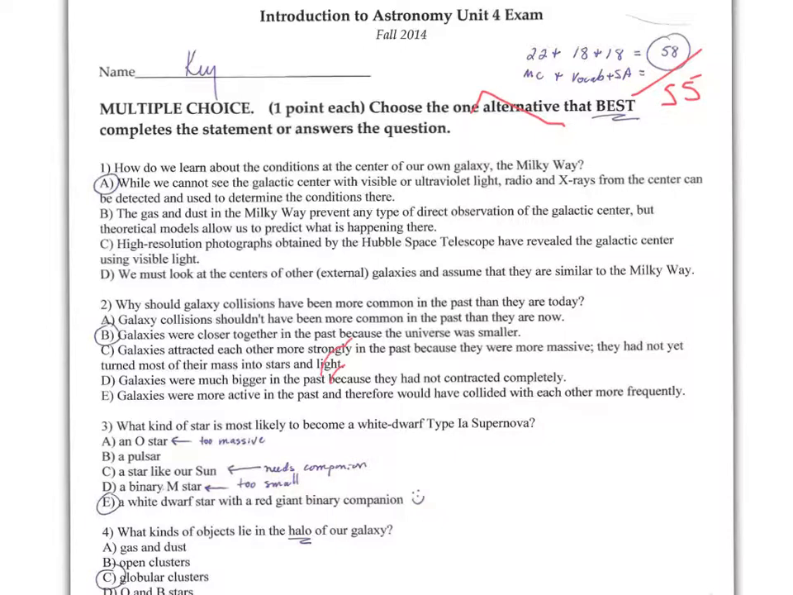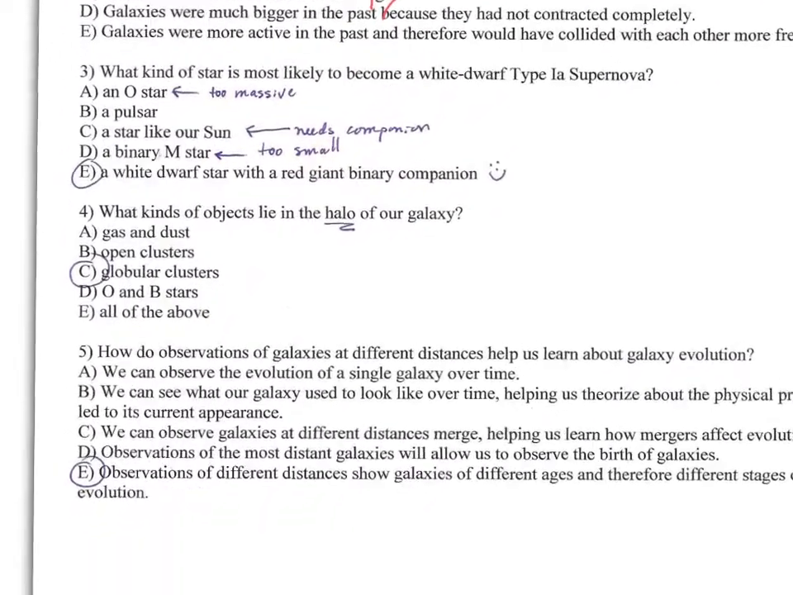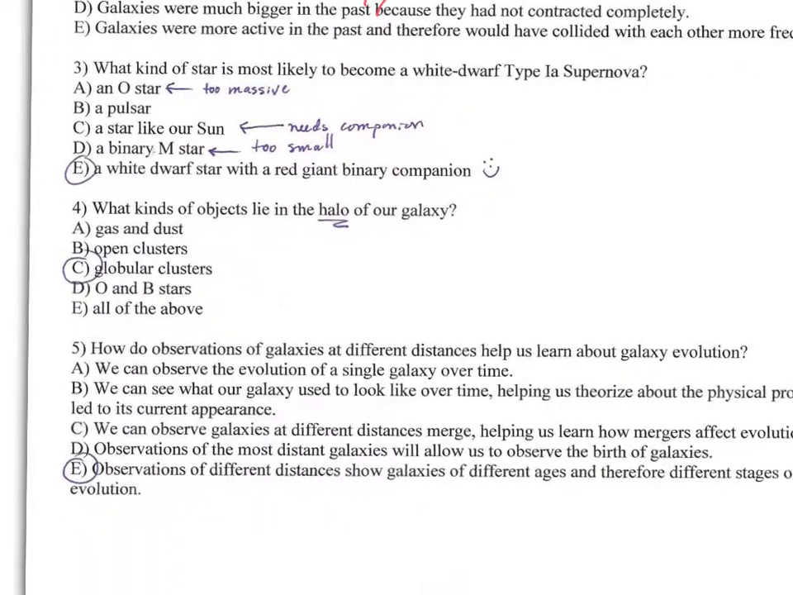Question 3, what kind of a star is most likely to go supernova type 1A? And of course, you're looking for a companion situation. So the best answer there is E, that actually it's a white dwarf that has a red giant and it's being dumped on. Question 4, what kinds of objects are in the halo of all galaxies, especially our galaxy? Those would be those older clusters of stars, C, globular clusters.